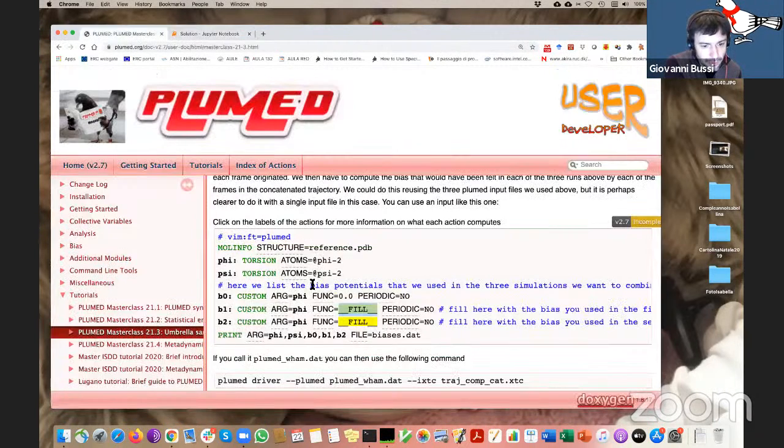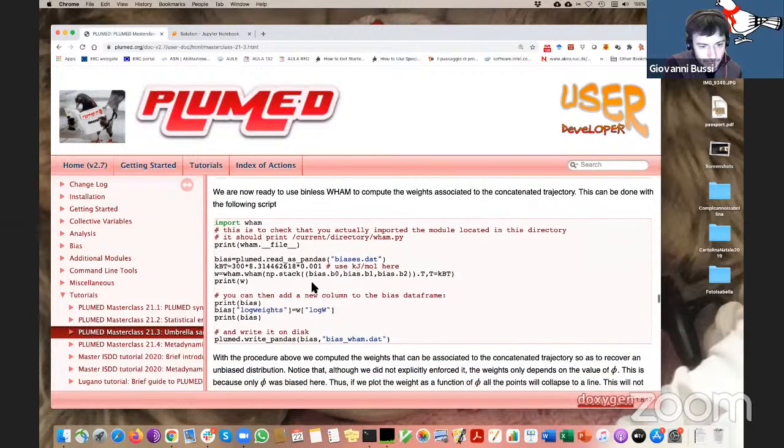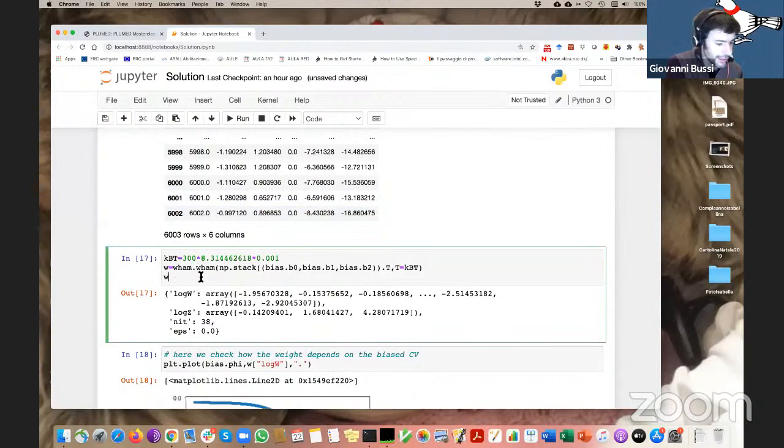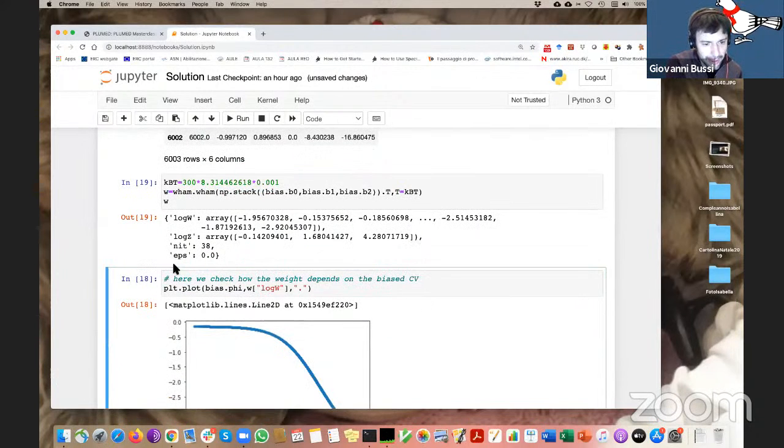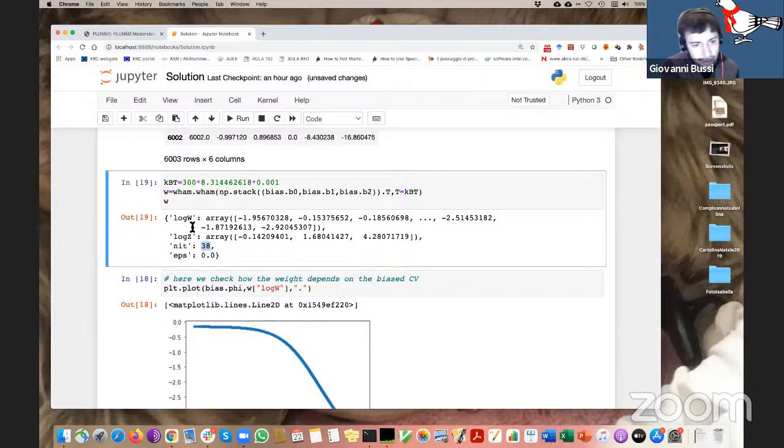Let me see how much we're helping this. So basically it's copy and paste of this. So I guess you were able to do it. Let me just run it. It takes a few seconds, only 38 iterations.